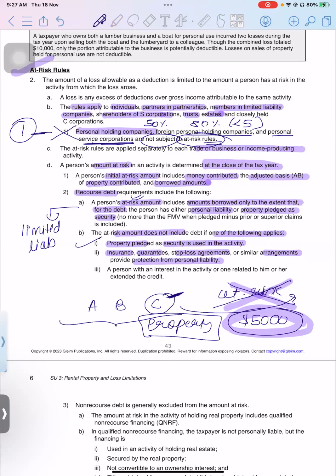These three things will not be applicable for the at-risk rule. Okay. The third one is a person with an interest in the activity, or one related to him or her, who extended the credit. Let's say this bank is having day-to-day business with this partnership firm. This person has an interest in the activity, or is related to any one of these, and has extended the credit.